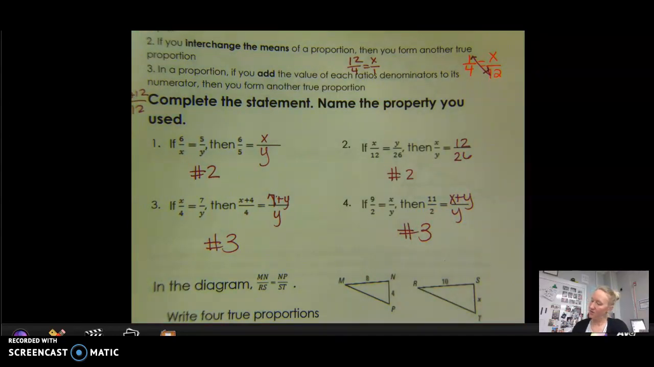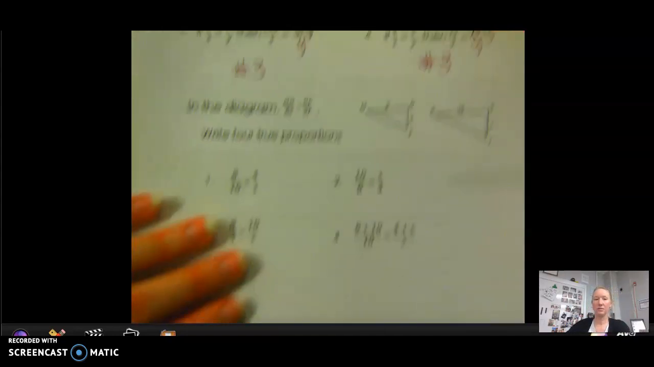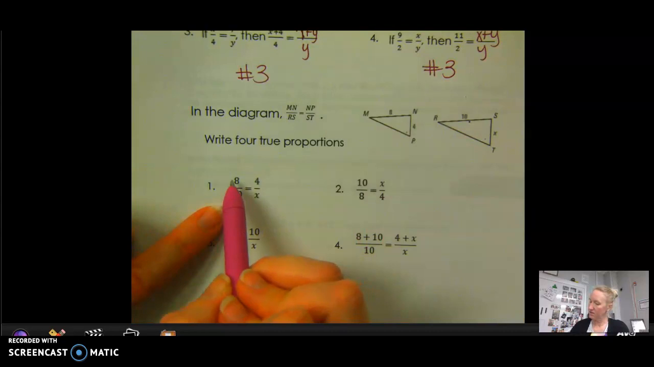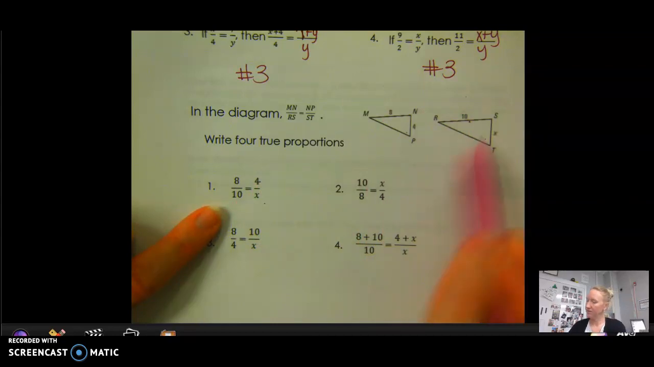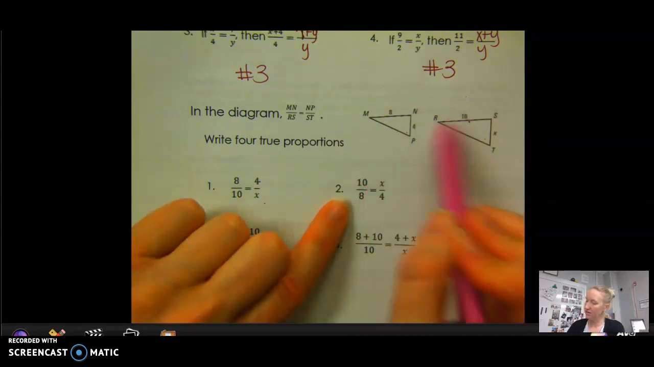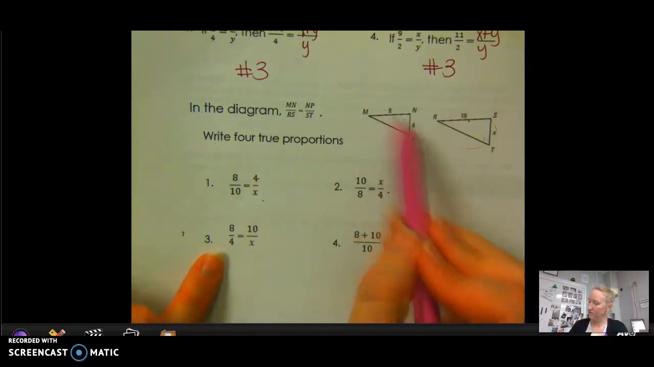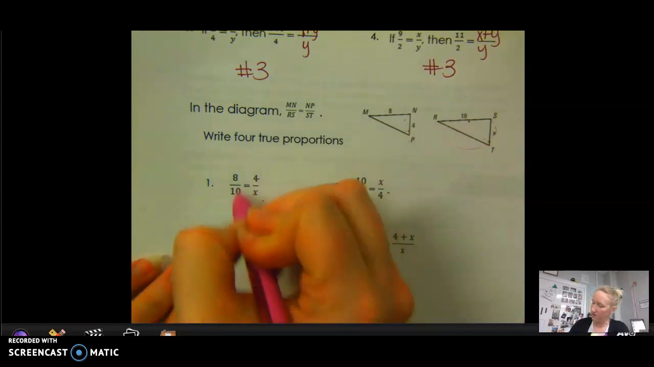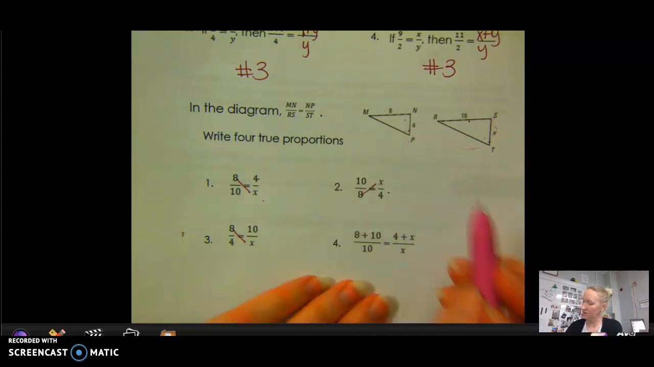In the diagram, we know m to n over r to s is equal to n to p over s to t. So write 4 true proportions, and we're going to make sure that these all work. 8/10 is equal to 4/x. So left over right equals left over right, the left triangle over the right one. Here, now I'm going to do right over left is equal to right over left, and that one matches up correctly too. Here, 8/4, long side over small side equals long side over small side. That works also. If you notice, I'm still multiplying 8 times x in all of these cases, so that's how I know they are all working correctly.